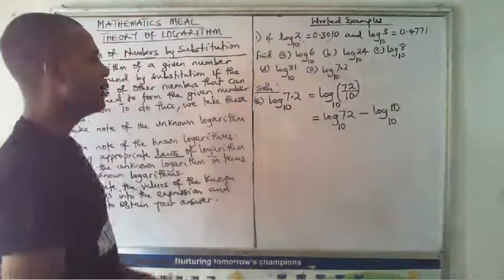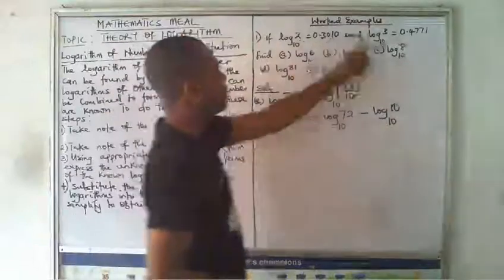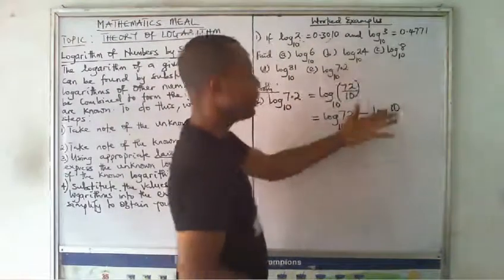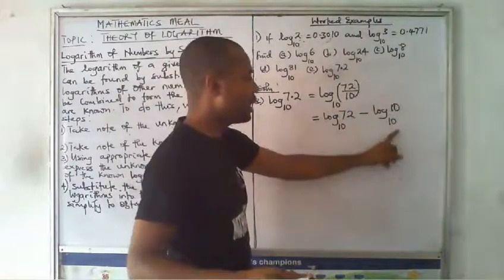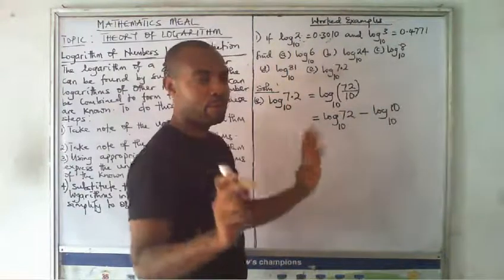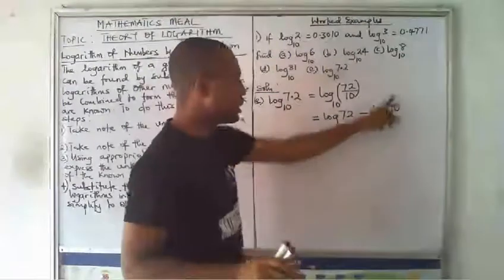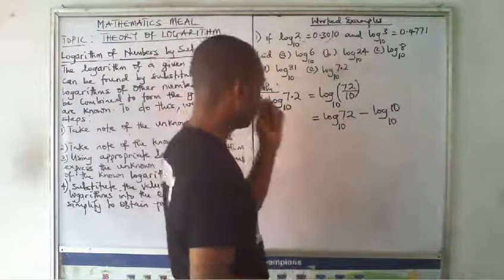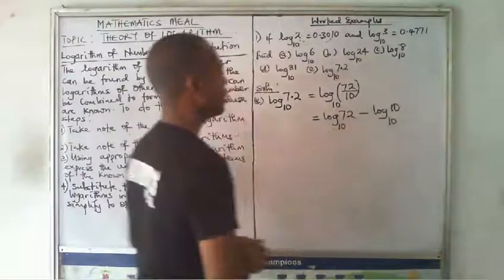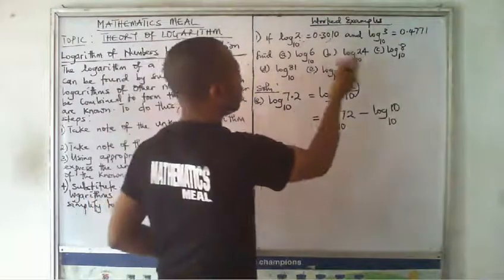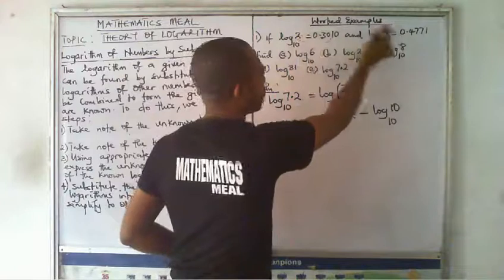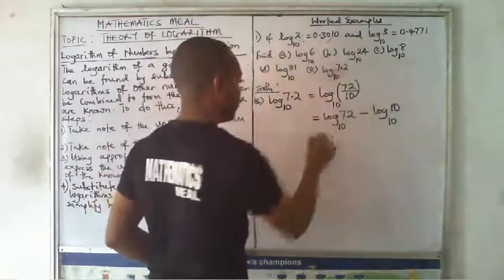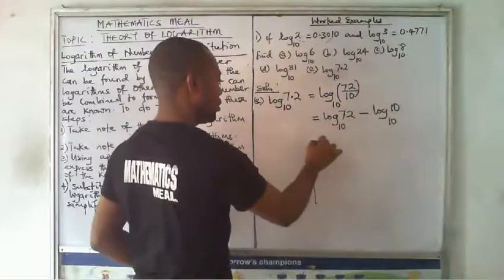We'll go further. We don't know log 72 here, so we substitute. Log 10 in base 10, you remember the fourth law, so this can reduce to 1. So this is not our problem. Logarithm of a number to its own base is 1. Where the issue lies is on log 72. The logarithms that were given to us are logarithms of 2 and 3, so I need to break 72 down in terms of 2 and 3. Let's see what we are going to have.